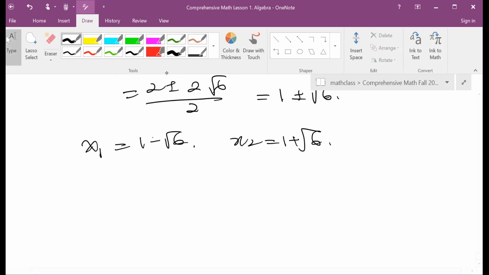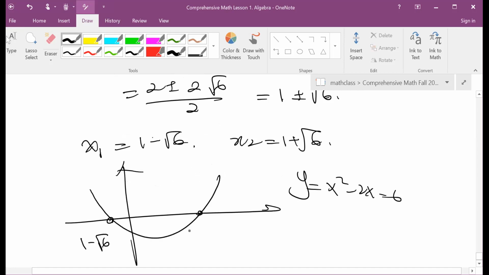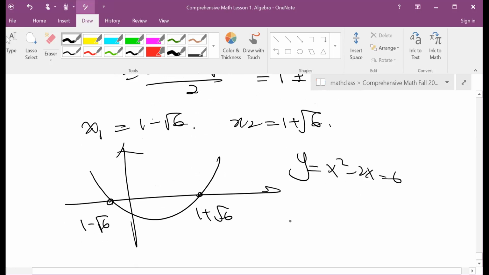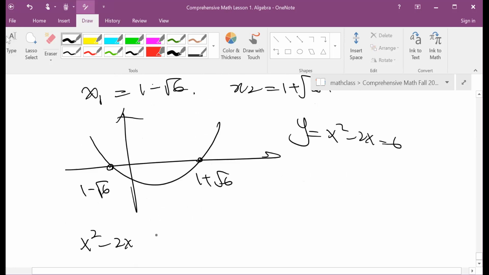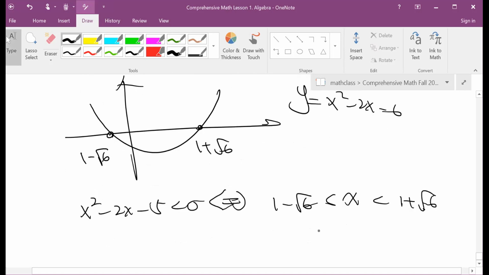So what does that mean? If you draw the graph of this, it is a parabola. The parabola opens upward like that, and here is 1 minus the square root of 6, and this is 1 plus the square root of 6. So if we want to solve the inequality x squared minus 2x minus 5 less than 0, that is equivalent to saying that x is between 1 minus the square root of 6 and 1 plus the square root of 6. But can you determine all the integers? So you have to do an estimate.